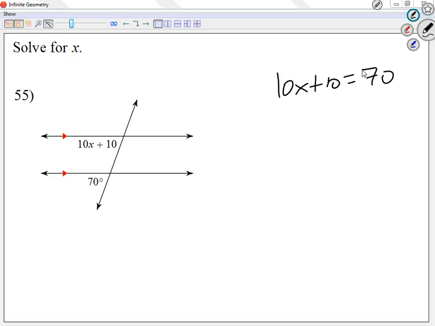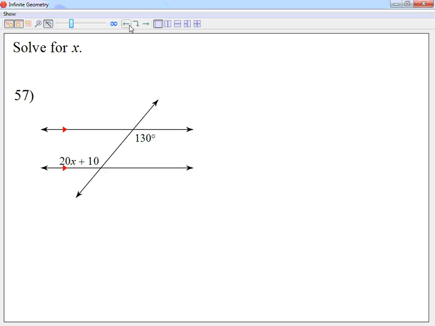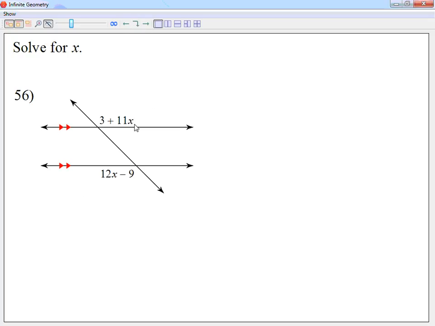So for 56, it would be 3 plus 11x equals 12x minus 9. Once again, for 56, they equal each other because this is alternate exterior. And like I said, the algebra steps you guys can finish on your own. But if you do want me to finish them, do let me know, and I'll finish.